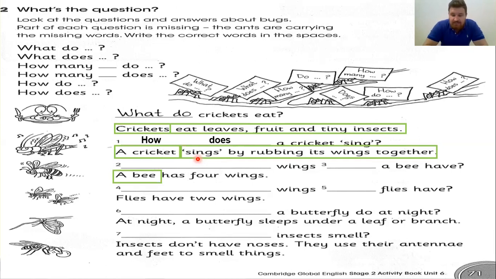Okay, a bee has 4 wings. A bee has 4 wings. So we know with a bee, it will be does, because it's only one. Now, when we want to find a number, we say how many. So, how many wings does a bee have? A bee has 4 wings. So I want you to do number 4, number 5, number 6, and number 7. Okay, you can do it.